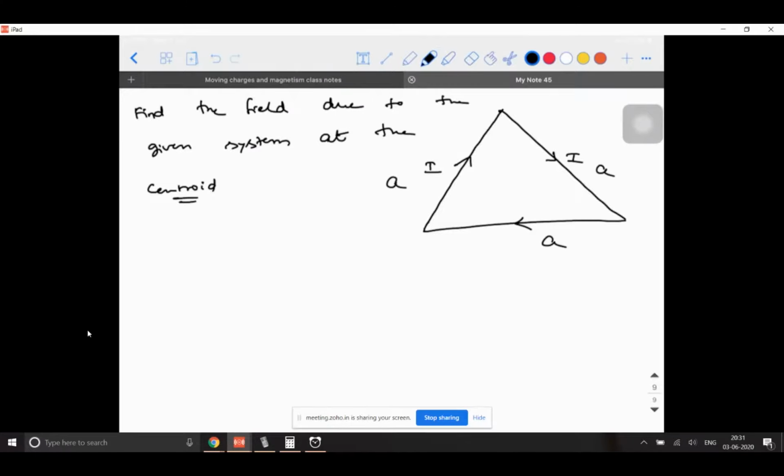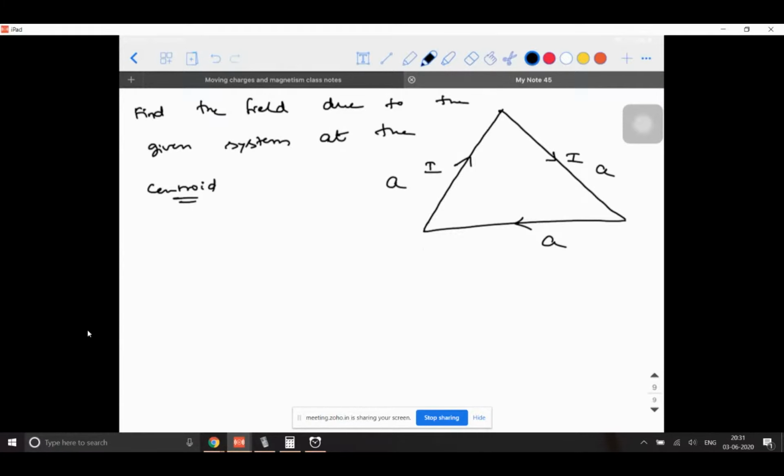Siddharth, can you try? I don't mind even if it is wrong. I just want somebody to try. Sir, what answer, centroid, sir? Your voice is... There's too much noise, Siddharth. Keep the mic away. Sir, now it is better.